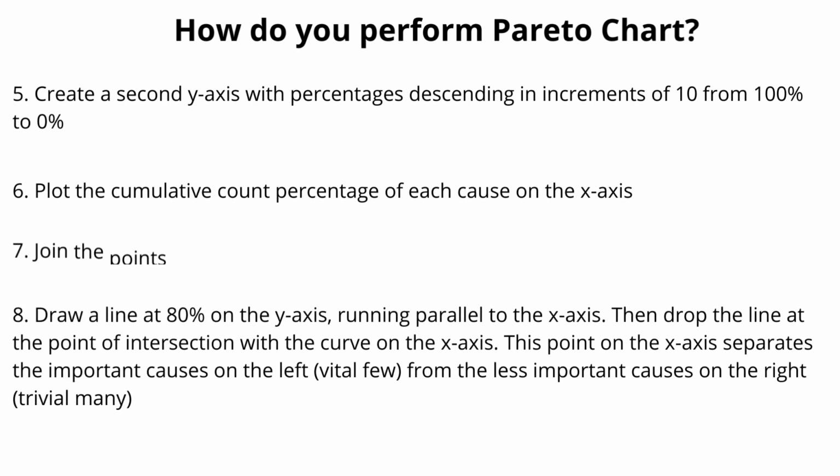Create a second y-axis with percentage descending in increments of 10 from 100 to 0. Plot the cumulative count percentage for each cause on the x-axis. Join the points to form a curve. Draw a line at 80 on the y-axis running parallel to the x-axis. Then draw a line at the point of intersection with this curve down to the x-axis. This point on the x-axis separates the important causes on the left from the less important causes on the right.